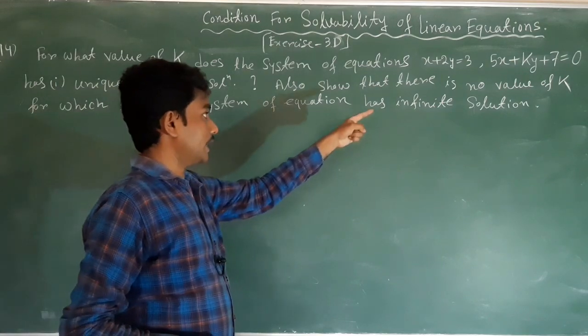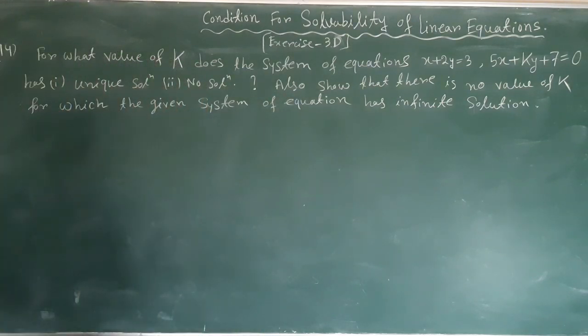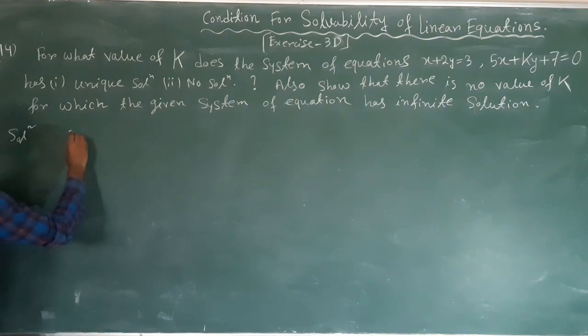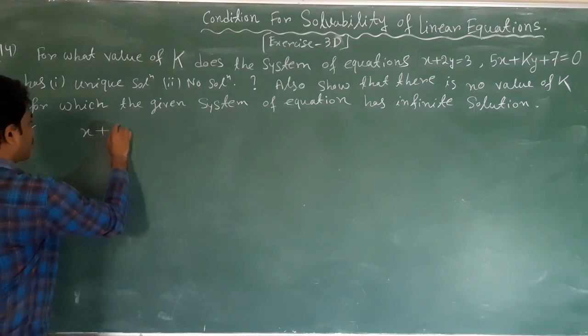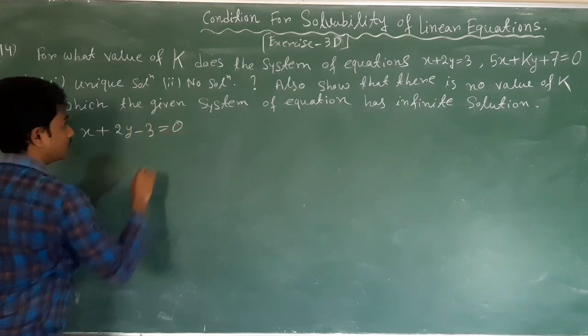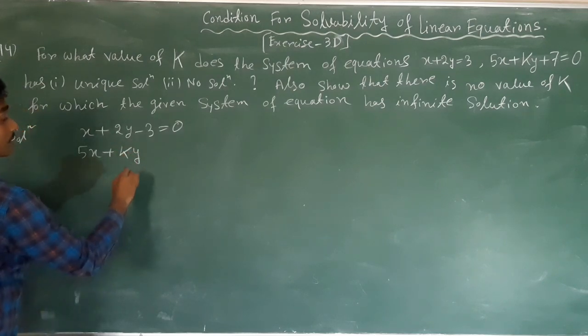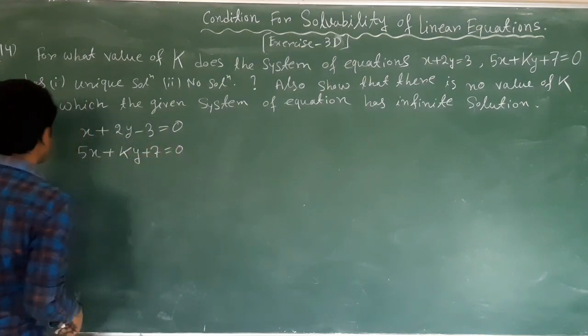For what value of k does the given system of equations have a unique solution, no solution, and also we have to show that there is no value of k for which the given system of equations has infinite solutions. So, in the first part, we have to show in which condition the given system of linear equations holds. Now we solve the first part. The given system of linear equations can be written as x plus 2y minus 3 is equal to 0 and 5x plus ky plus 7 is equal to 0.